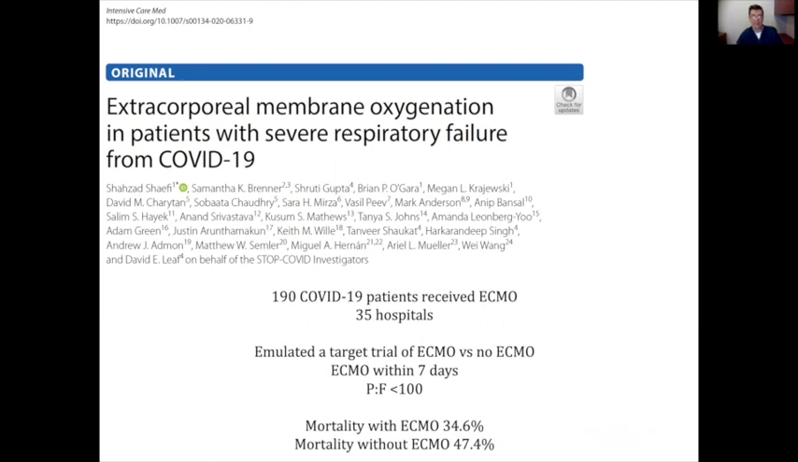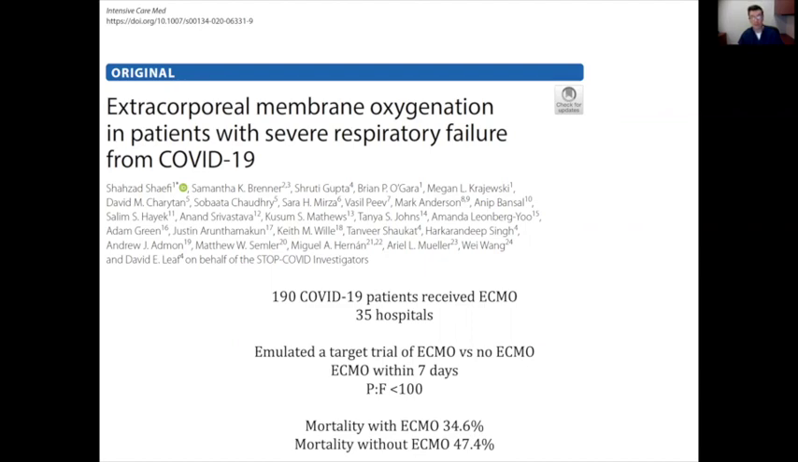Here it's 190 patients from 35 hospitals. And they looked at the data, and then they did what's called an emulated target trial, which you may have seen a few of these recently. I think you're going to be seeing more of them over time. It's basically a way of taking observational data and statistically trying to turn it into what would be a randomized trial. It's very tricky statistical techniques to try to understand what the data could potentially show us that emulates a randomized trial.